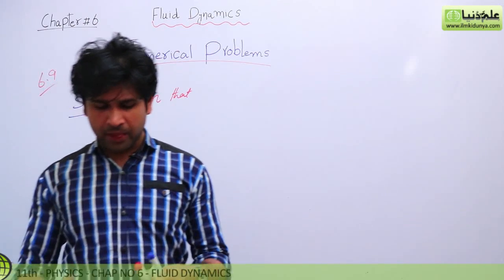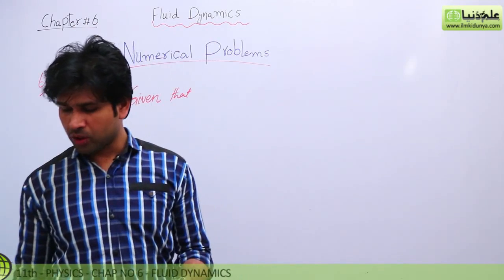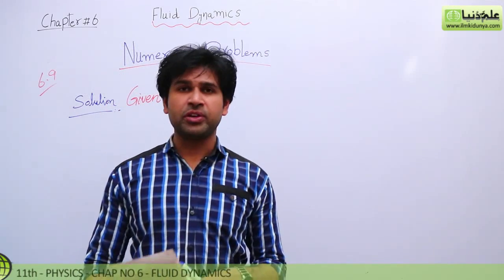So students, here we will have to find out the pressure of a stream from a fire hose which is connected to the mains of the city, to a height of 15 meter.